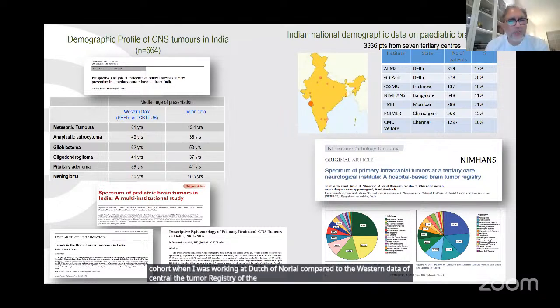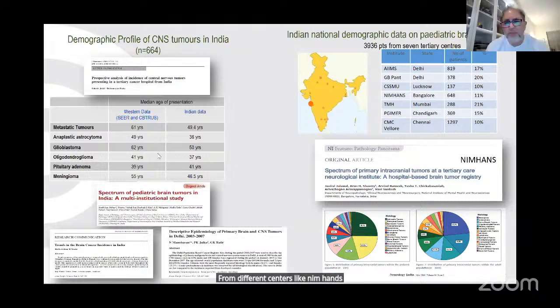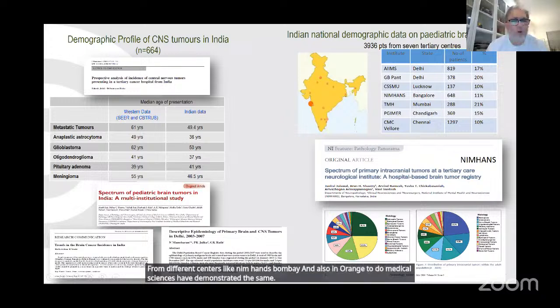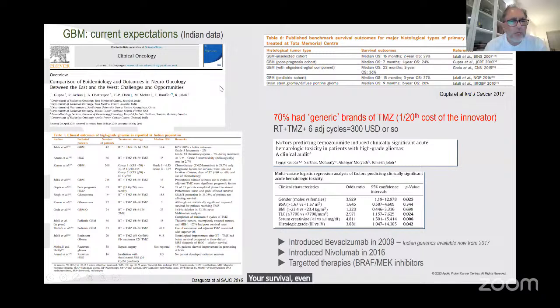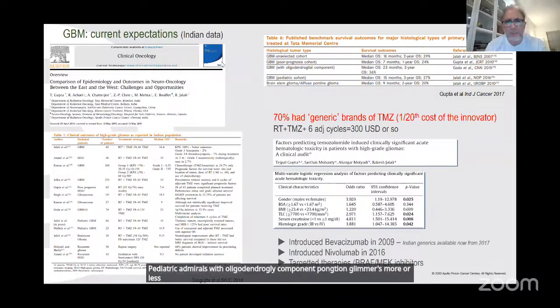And several of our colleagues from different centers like NIMHANS, Bombay, and also the All India Institute of Medical Sciences have demonstrated the same. If you look at any parameter of survivals, 1-year survival, even 5-year survivals, not only in glioblastoma, but different gliomas, whether they are integrated gliomas, pediatric gliomas with oligodendroglial component, pontine gliomas, more or less we measure up with the Western world.